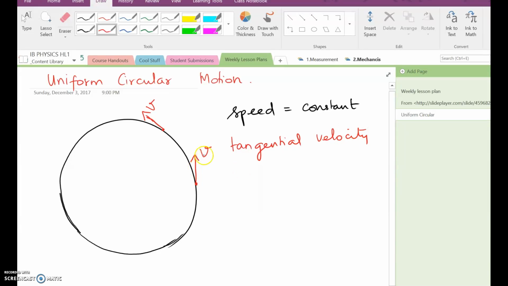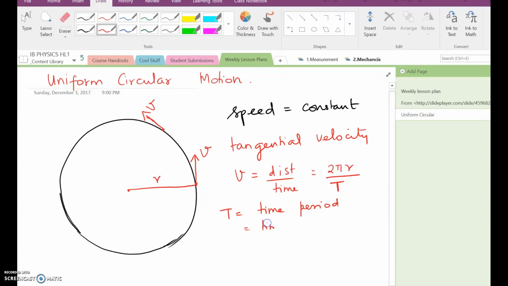You can find the magnitude of this tangential velocity, which is the tangential speed, by simply applying the distance over time formula for speed. So if you look at the object making one full revolution, the distance traveled in one full revolution is the circumference, which is 2 pi r, where r represents the radius of the circle, divided by T, where T represents exactly the time of one complete revolution. So this T is referred to as the time period, being the time of one lap.